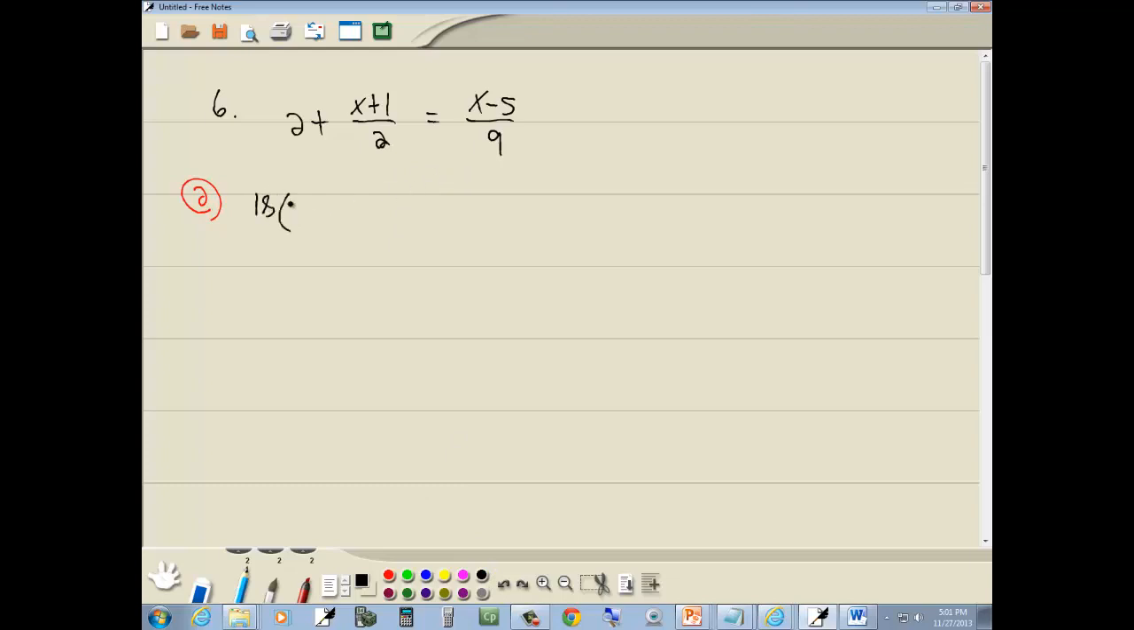So we're going to multiply the 2 by 18. We'll multiply this fraction, the x plus 1 over 2, by 18. And we'll multiply this fraction, the x minus 5 over 9, by 18. Well, 2 and 18 both divisible by 2. 2 divided by 2 is 1. 18 divided by 2 is 9. 9 and 18 both divisible by 9. 9 divided by 9 is 1. 18 divided by 9 is 2.